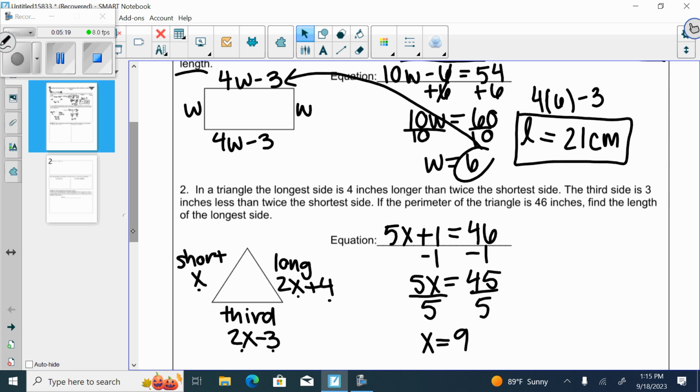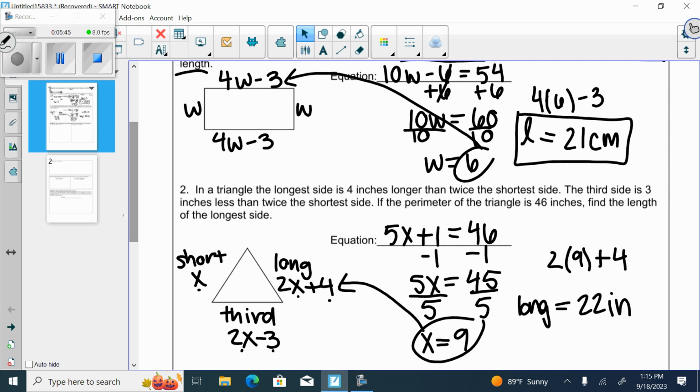But they didn't just ask for x, they said to find the longest side. So what would I do with the 9? Plug it back in. So take it, plug it into the longest side, yes. So 2 times 9, because instead of x we now know it's 9, plus 4. 18 plus 4 is 22, good. So the longest side is going to be 22 inches.